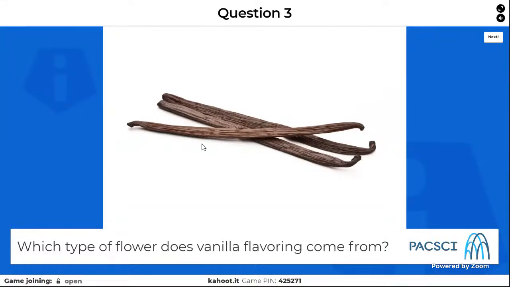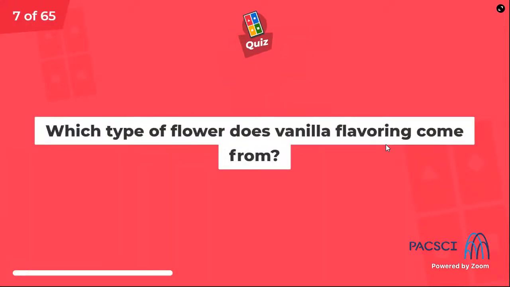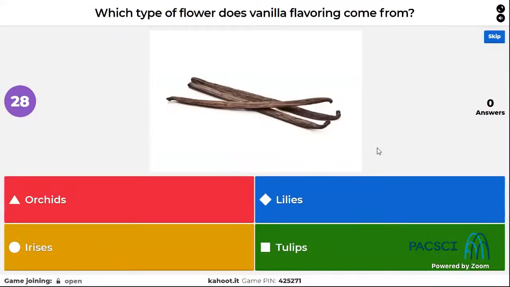Which type of flower does vanilla flavoring come from? All right, so what you see up in there is the picture of vanilla, and we've got four options: orchids, lilies, irises, and tulips. Get those answers in.